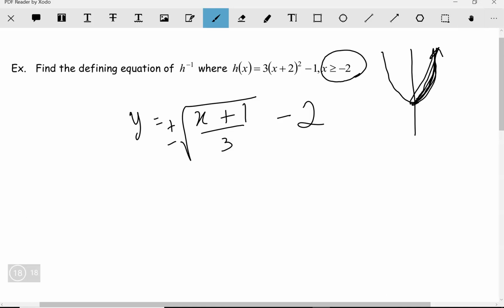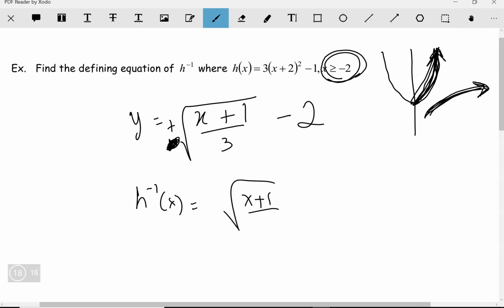That's not where the vertex is exactly. This is a random parabola. The domain is restricting us to the right half of this parabola, so our range will be restricted to the top half of our inverse parabola. So technically, I'm going to get rid of this plus sign, I'm going to get rid of this minus sign here, and so my h inverse of x is only going to be the positive square root of x plus 1 over 3, minus 2. Not the negative, because I've restricted my domain to the right, so only the top of my inverse parabola exists, not the other half.